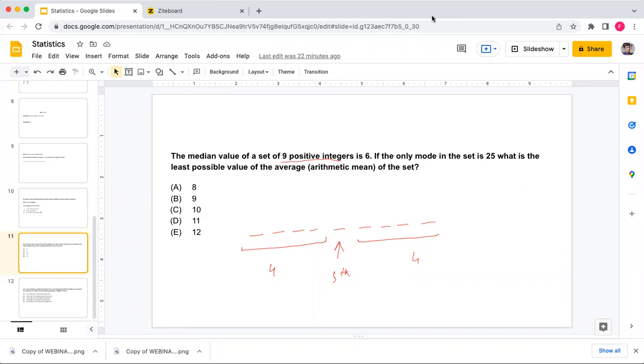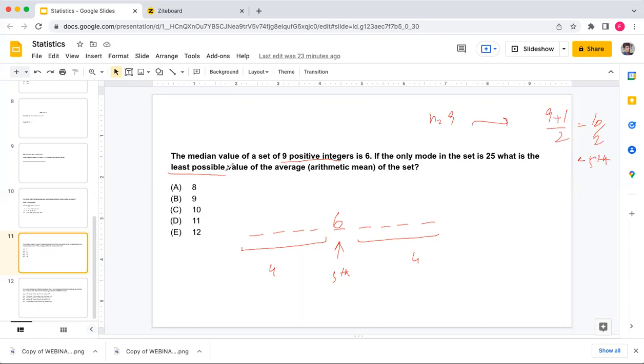Okay, let's see. Total 9 values, which is an odd count. So what is the median for this? That will be (9 plus 1) divided by 2, which is 10 divided by 2, the 5th value. So this is the median value. The question says that the median value of 9 positive integers is 6. If the mod in the set is 25, what is the least possible value of the average?